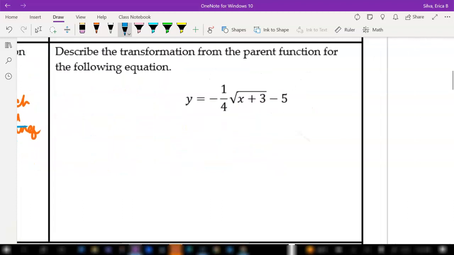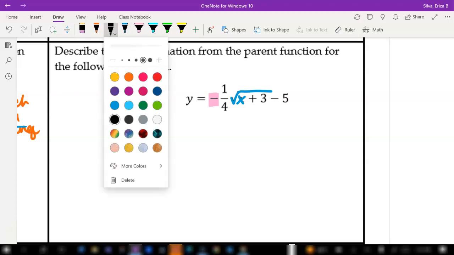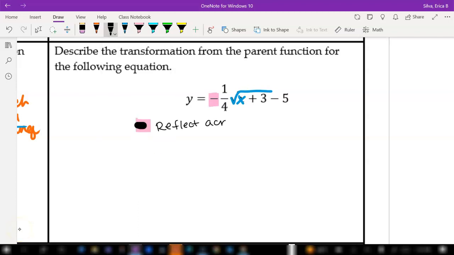Let's move on to the next one. Describe the transformation from the parent function. Again, my parent function is the square root of x. Anything that is different from the basic square root of x is what's going to give us our transformations. First, we're going to look at this negative. That negative is going to reflect. And this year we did not talk about any horizontal changes, so there will be no reflection across the y-axis.